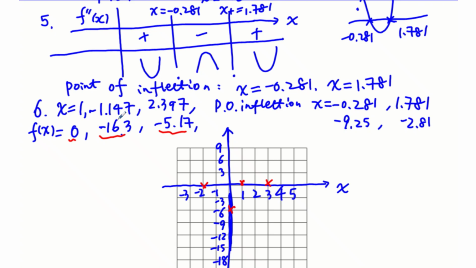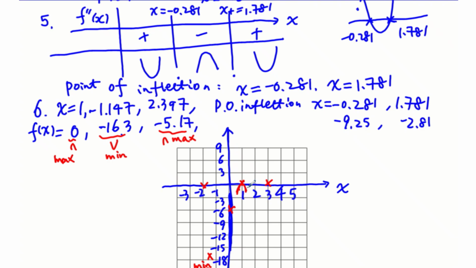So at negative 1.17, it is concave up, so it's a minimum. And 2.39 is a local maximum. So (1, 0) is a local max. And this one, (negative 1.17, negative 16), is our minimum. And (1, 0) is our maximum.